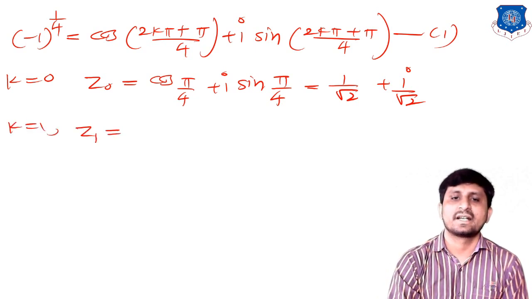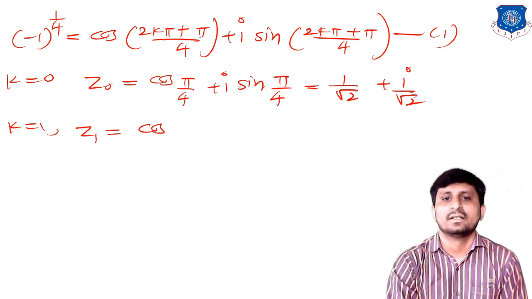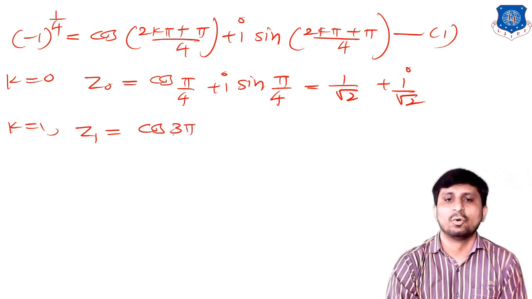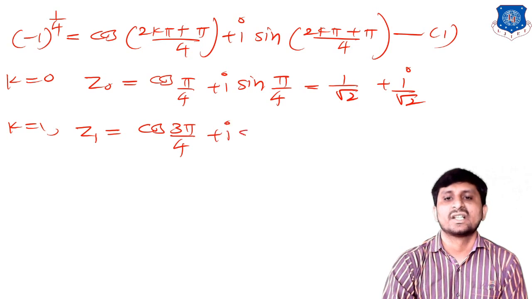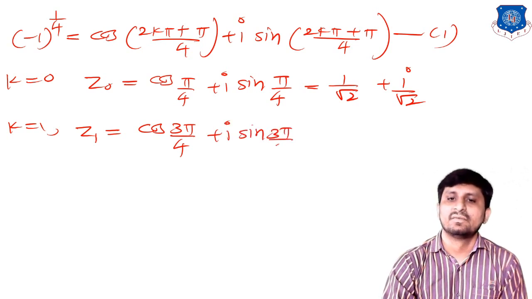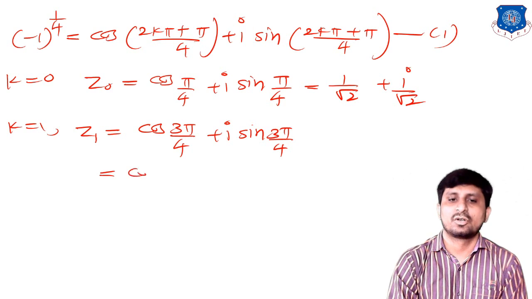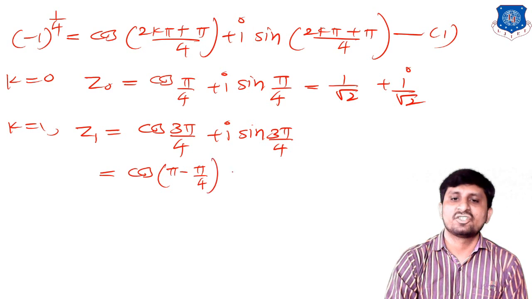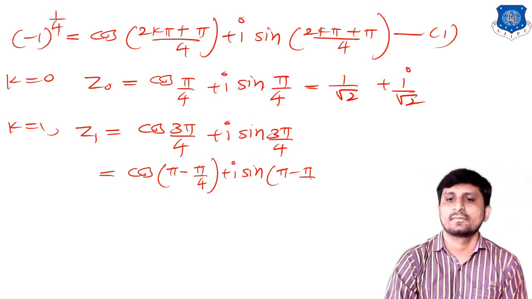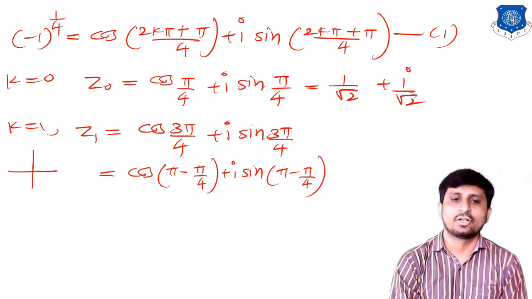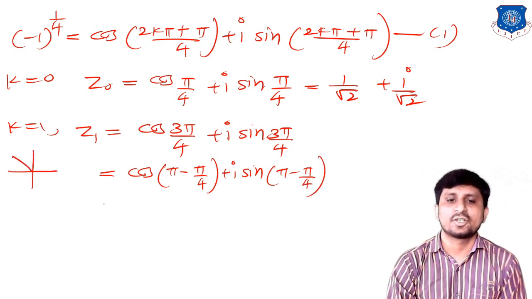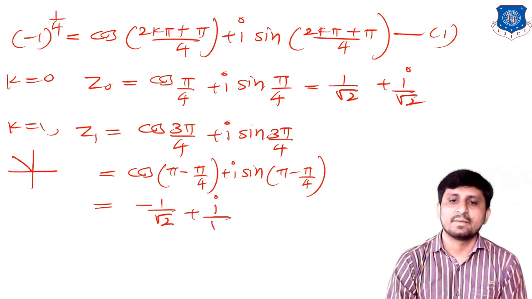Then take k equal to 1. So z1 is equal to cos(2 pi plus pi by 4), so 3 pi by 4, plus i sin 3 pi by 4, and that can be written as cos(pi minus pi by 4), correct. Pi minus pi by 4, in which quadrant? Now you are in the second quadrant, and in the second quadrant the sine function is positive, cos is negative, so this is minus cos pi by 4 plus i sin pi by 4. So that's why we get minus 1 by root 2 plus i by root 2.